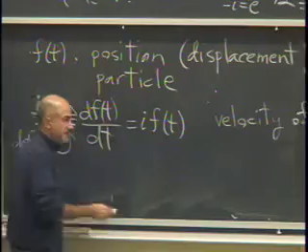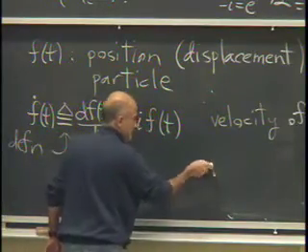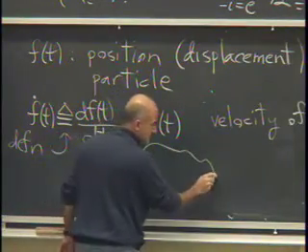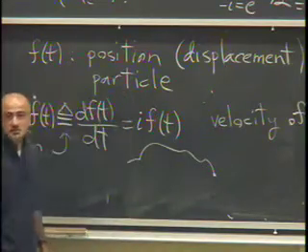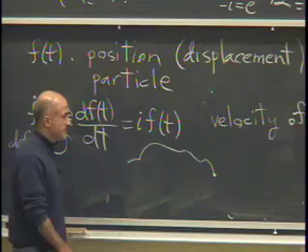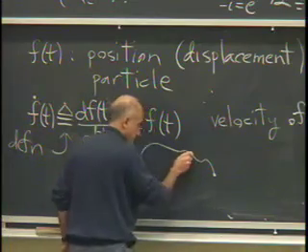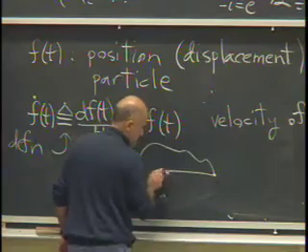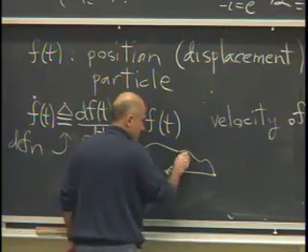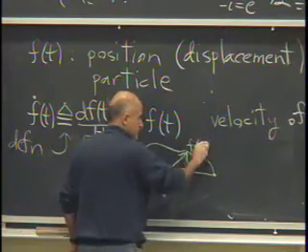So here we have a particle. Let's say in general, at time equals 0, it starts here. And then it carves out a trajectory for itself. So this is f of t, and in our case it started at 1. At some arbitrary point in time, its position is f of t.